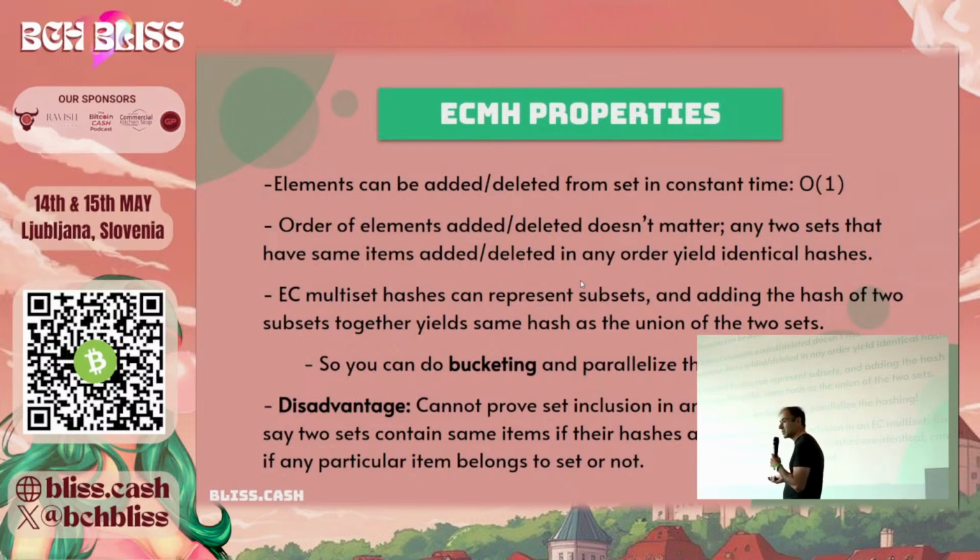EC multisets have all these nice properties. But the disadvantage, like I said before, is you can't prove set inclusion. If I give you an EC multiset hash of some set, you can't tell if one particular element is in that set. The only thing you can do is, if I give you a whole set, you can say that set matches that hash. That's all you can do.